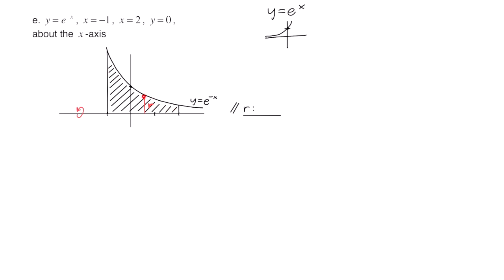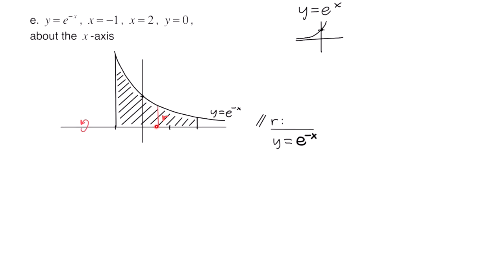And again, to draw your r, you start on the axis of rotation, you draw it perpendicular to that axis, and you draw it towards the shaded region. And if you look at this diagram, r starts on the x-axis and it goes up to the curve y equals e to the negative x. So over here I have y equals, and then e to the negative x is what we'll eventually plug in for r.